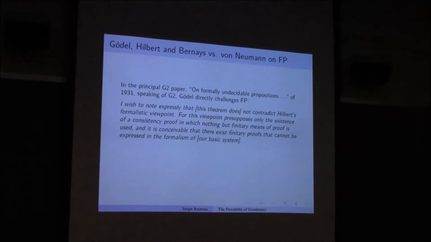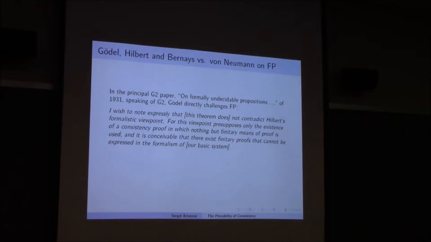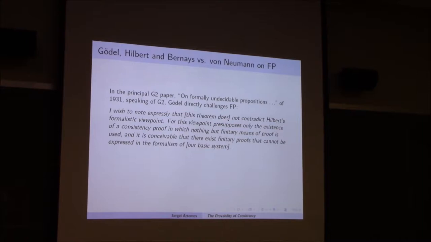All right, so Gödel, this is to your own surprise. You say in his very G2 paper, formally undecidable propositions, where the completeness theorems of both theories are presented officially as a joint publication, Gödel directly challenges the formalization principle. He says that Hilbert's viewpoint presupposes only the existence of a consistent proof in which nothing but finitary means of proofs is used, and it's conceivable that there exist finitary proofs that cannot be expressed in this formalism of his own system, that he's called system P.